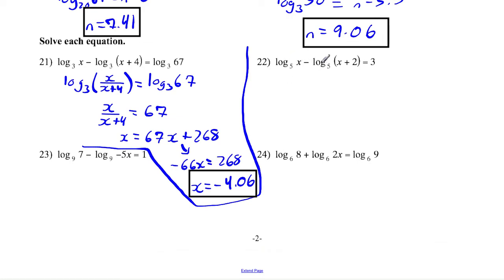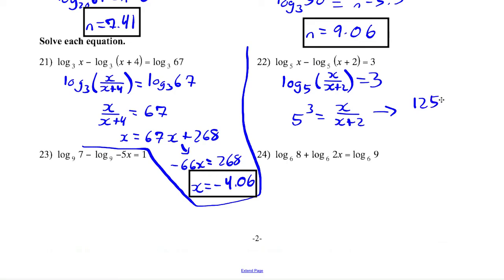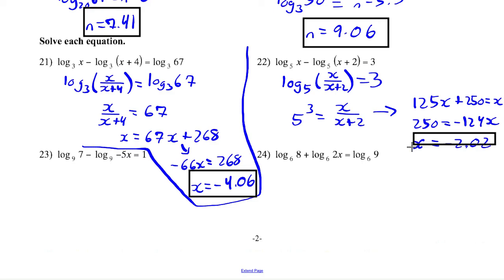Right. Next one. Yet again, we see this common log, so we're going to do log base 5 of x divided by x plus 2. My computer's really lagging here for some reason. And because this is a log, I'm going to have to make it an exponential. So this becomes 5 to the third is equal to x divided by x plus 2. So sort of the same thing. This is actually 125. So this gives us 125x plus 250 is equal to 1x. And so that means 250 is equal to negative 124x. So 250 divided by negative 124 is going to give me x. So x is equal to negative 2.02. And that is our answer.